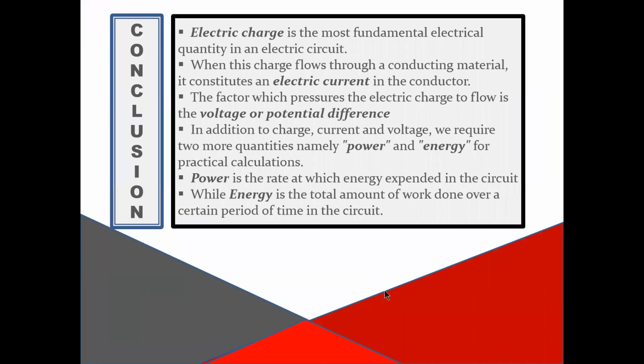So, conclusion: electrical charge is the most fundamental electrical quantity in an electric circuit. When this charge flows through a conducting material, it constitutes an electric current in the conductor. The factor which pressures the electric charge to flow is the voltage or the potential difference. In addition to the charge, current and voltage, we require two more physical quantities named power and energy for practical calculations. Power is the rate at which energy is expended in a circuit, while energy is the total amount of work done over a certain period of time in a circuit.